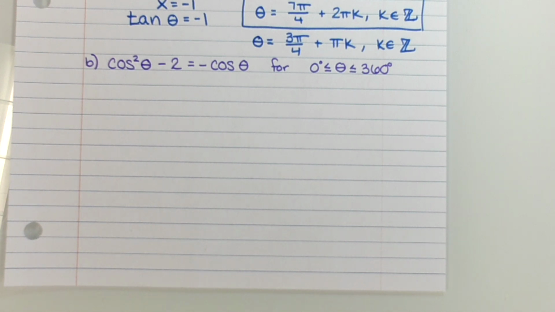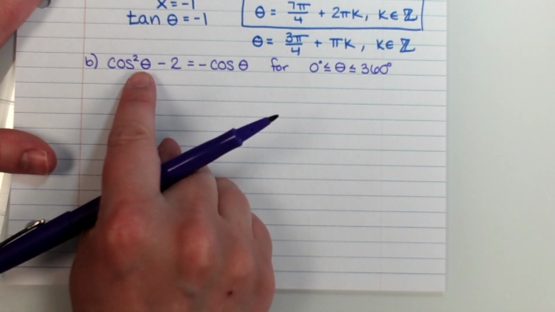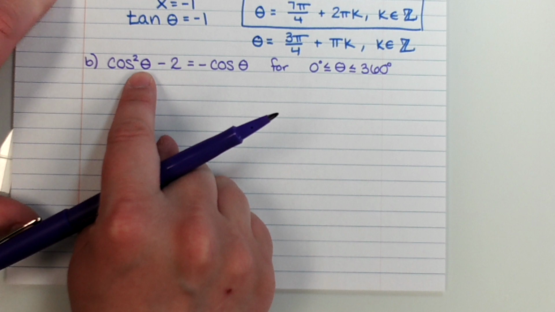Cosine squared theta minus 2 equals negative cosine of theta. Is it obvious on what to do? If it's not obvious, generally I recommend switching it over to variables. It's all cosines, which is nice, and it's all of the same angle. If it's different angles, we got a problem. Then we got to use a trig identity.